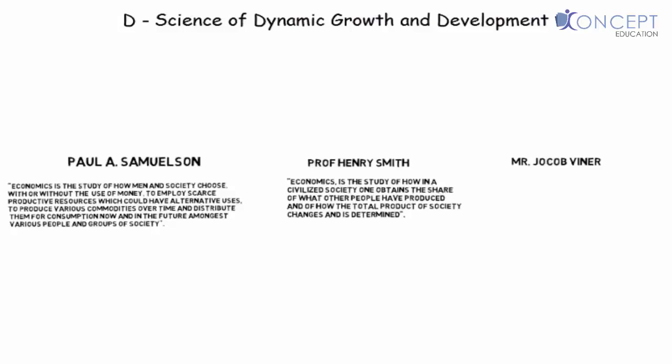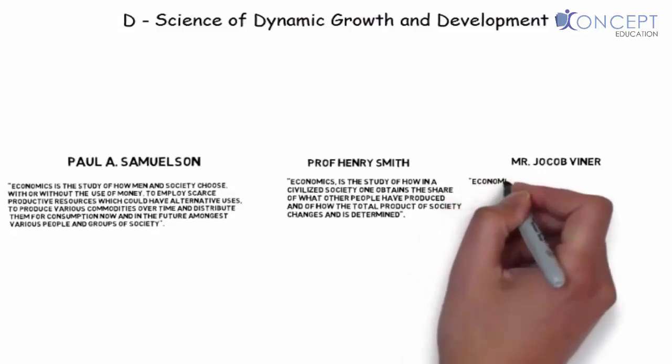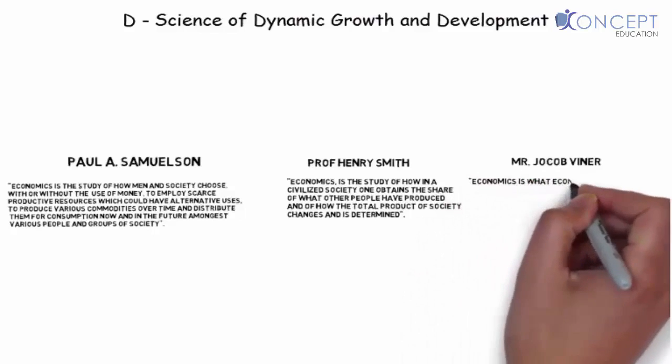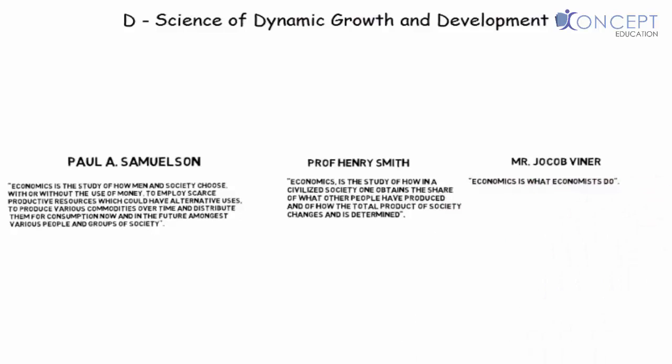Third is given by Mr. Jacob Weiner, who says economics is what economists do. By far the shortest and the latest definition. Well, a lot of MCQs are based around definitions. So for Samuelson, Henry, and Jacob Weiner, all we need to learn is one cheat.